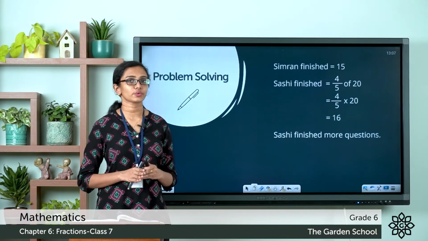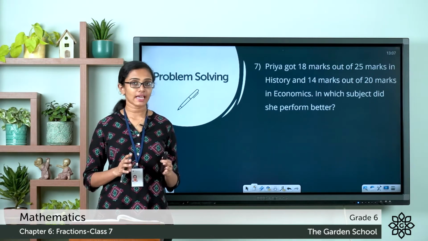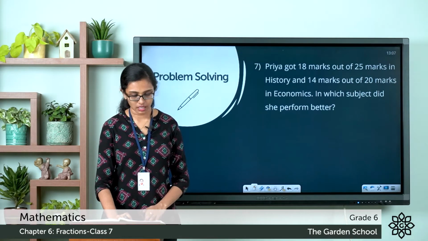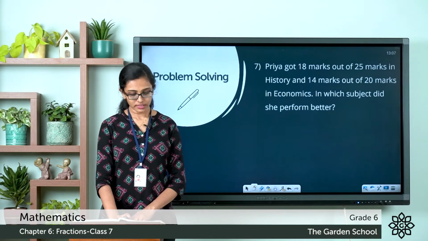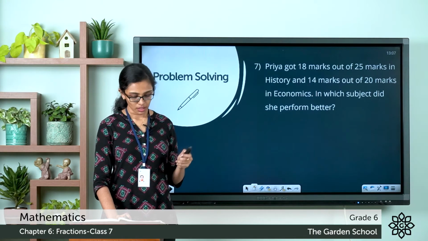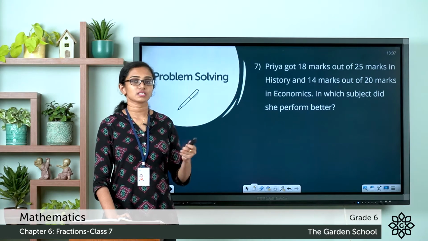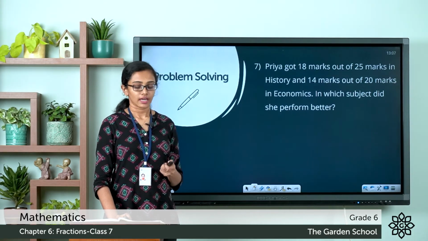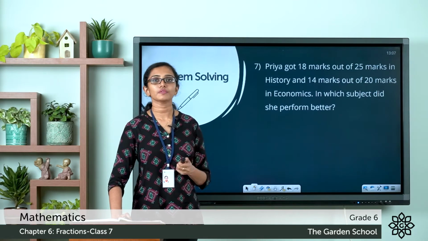Let's discuss the next question. Question number 7. It says, Priya got 18 marks out of 25 marks in history and 14 marks out of 20 marks in economics. In which subject did she perform better? So how do we find it out? We are given the marks Priya scored in each of the subjects, that is history and economics, and we need to find out in which subject did she perform better.